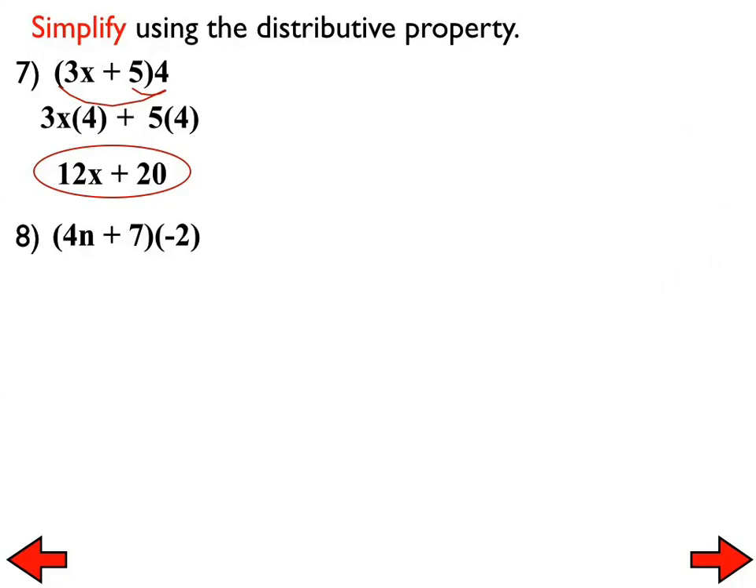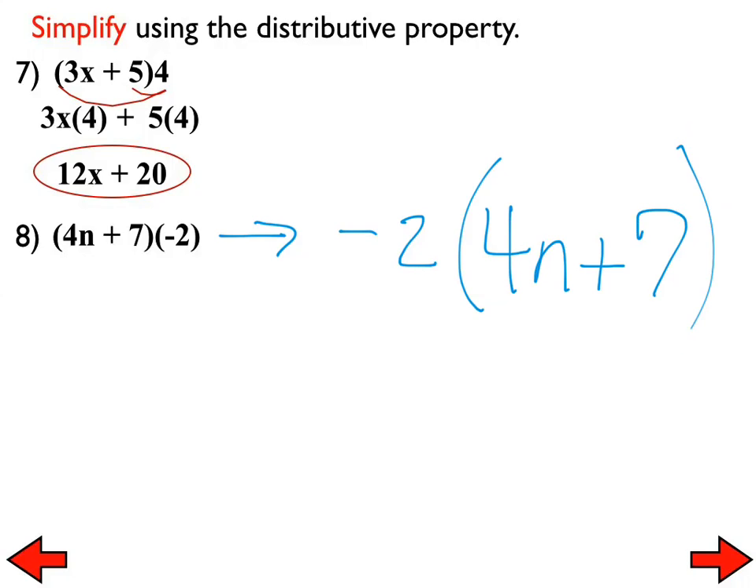Let's do the same thing. Let's use the commutative property to rewrite this first. And this is what you should do every single time the number is written out back. So let's rewrite it: negative 2 times the quantity 4n plus 7. Now this is our first problem where we have to deal with the coefficient out front being negative.